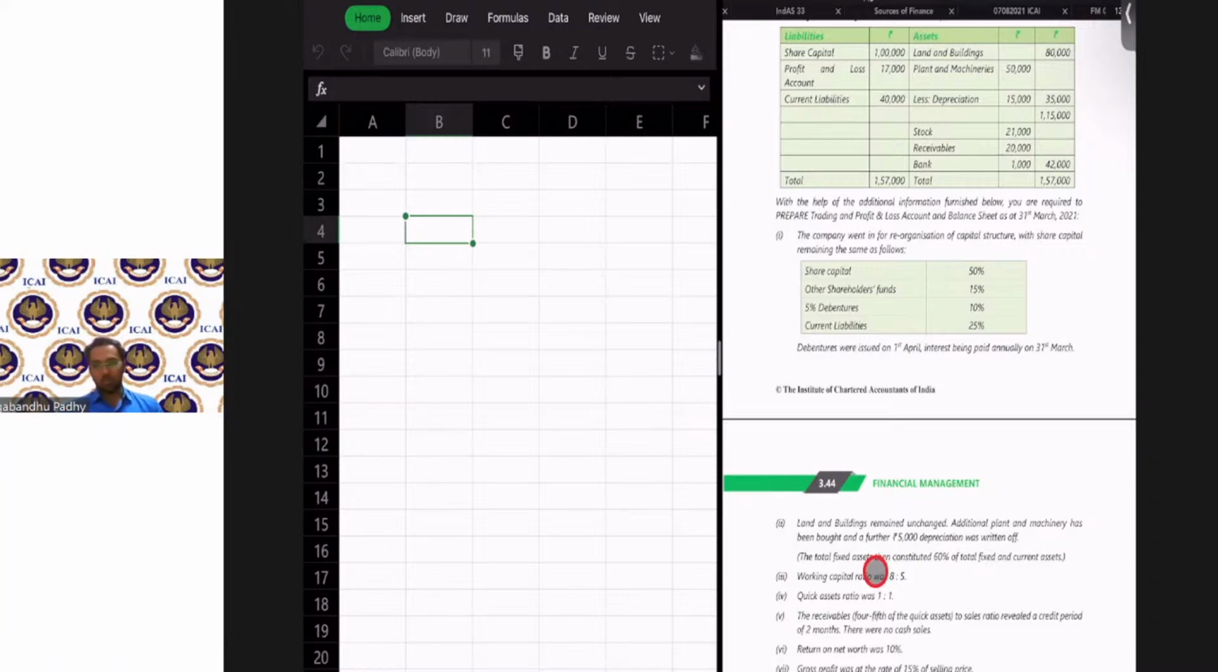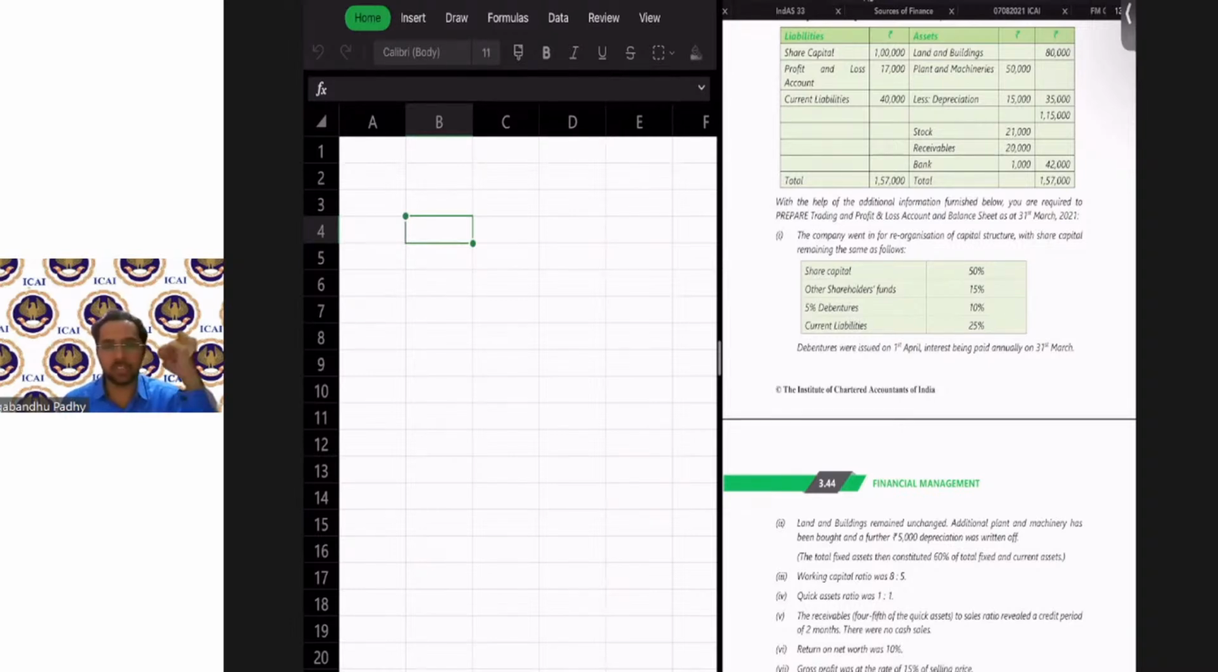Working capital ratio was 8 is to 5. Quick assets ratio was 1 is to 1. The receivables, which is 4/5 of the quick assets to sales ratio, revealed a credit period of 2 months. There is no cash sales. Return on net worth is given. Gross profit is at the rate of 15%. And then we have the stock turnover, that's 8 times for the year.